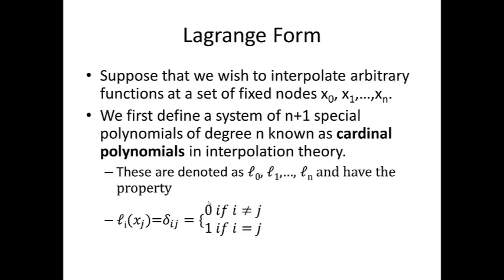So, suppose we want to interpolate arbitrary functions at a fixed set of nodes x0, x1 through xn. First, define a system of n plus 1 special polynomials of degree n, which are known as the cardinal polynomials in interpolation theory. These are denoted L0, L1 through Ln, and have the property L sub i of xj is equal to delta ij, which is 0 if i is not equal to j, and 1 if i is equal to j. Now, you may recognize this as the Kronecker delta property if you've seen that in linear algebra before, and that's precisely what it is for this Lagrange form.